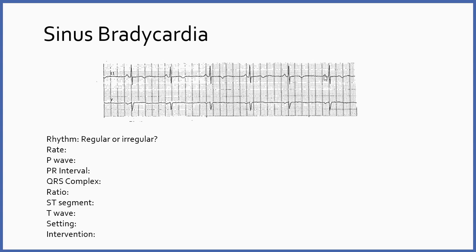Next thing I'm going to do is measure the PR interval. You're going to measure from the beginning of the P wave to the beginning of the QRS, and I want you to hit pause and make that measurement and then come back. All right, if you're back, you should have had a PR interval of around 0.16 seconds or 4 baby boxes, and we know that's a normal range.